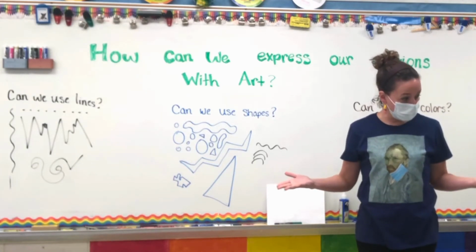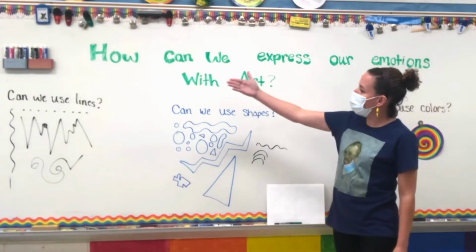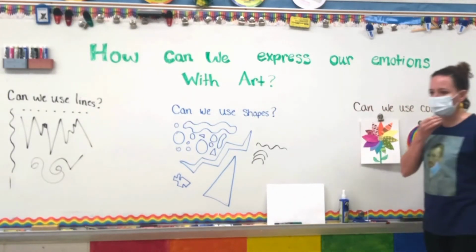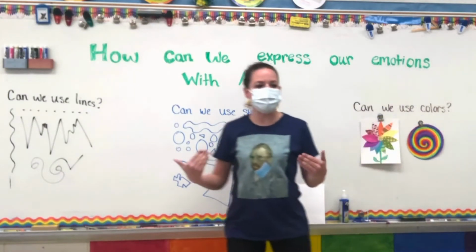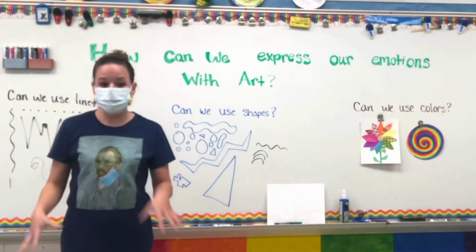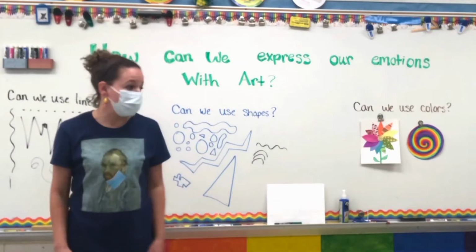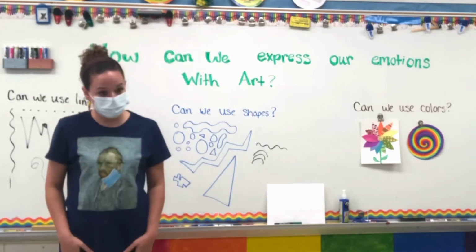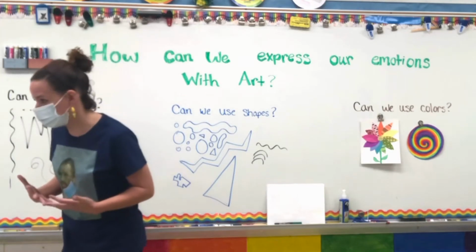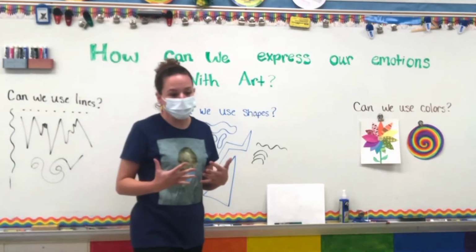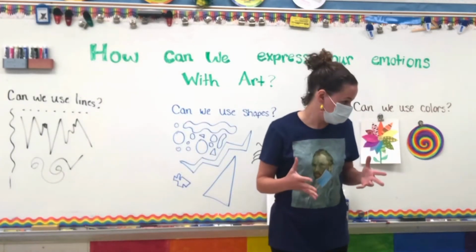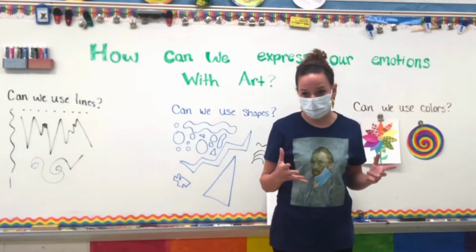Today, we are talking about how we can express our emotions with art. I think all of us are artists. Whether you're in this class or in a different class, or even when you grow up, you can still be an artist. Art doesn't always have to look super perfect. It doesn't have to be a beautiful or pretty picture. It can be an expression of an emotion. And I want to talk to you about how to do those things.